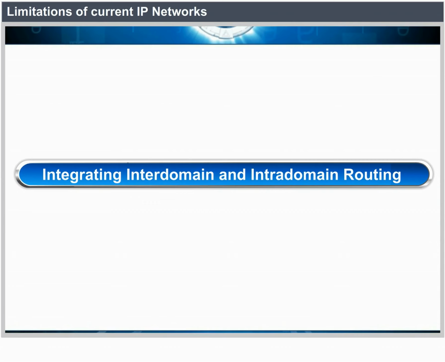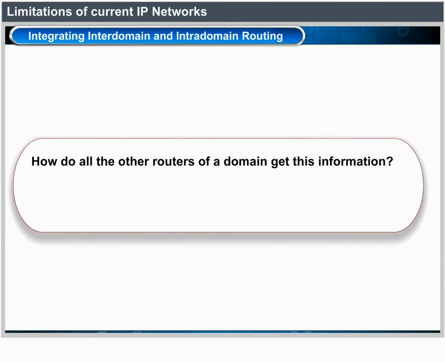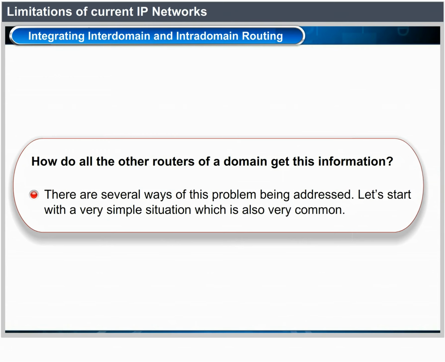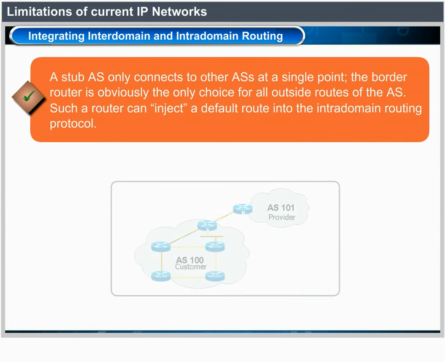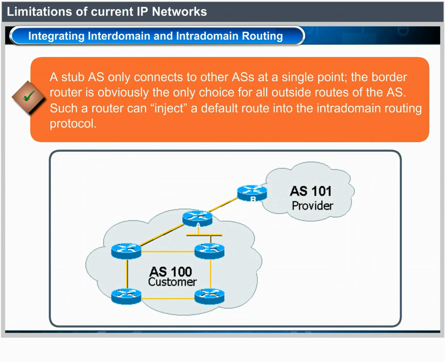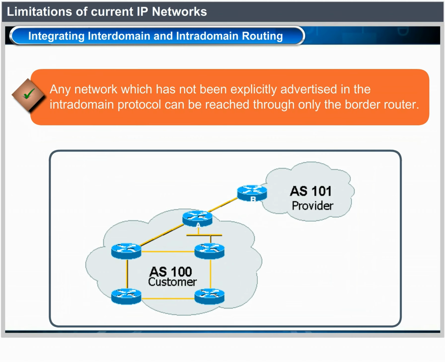How do all the other routers in a domain get this information? There are several ways this problem can be addressed. Let's start with a very simple situation which is also very common. In the case of a stub AS that only connects to other ASs at a single point, the border router is clearly the only choice for all routes that are outside the AS. Such a router can inject a default route into the intra-domain routing protocol. Any network that has not been explicitly advertised in the intra-domain protocol is reachable through the border router.